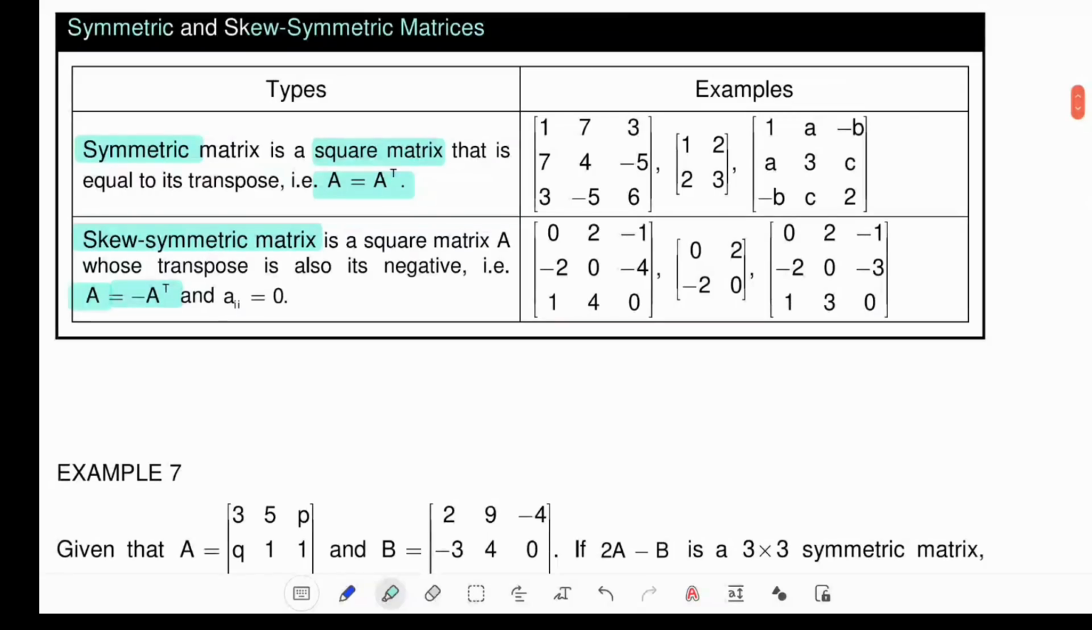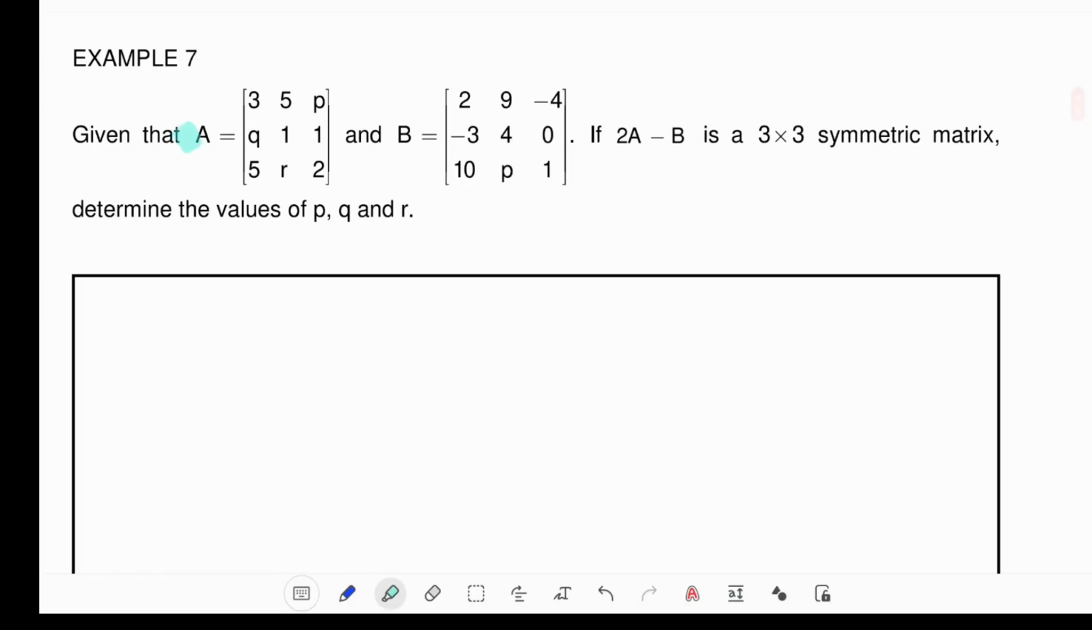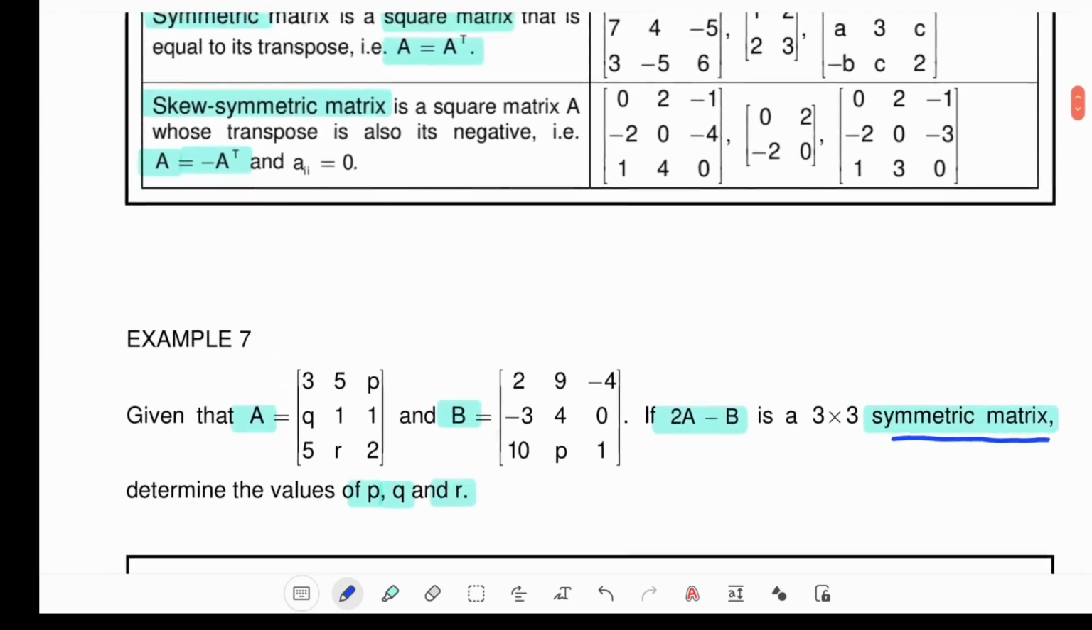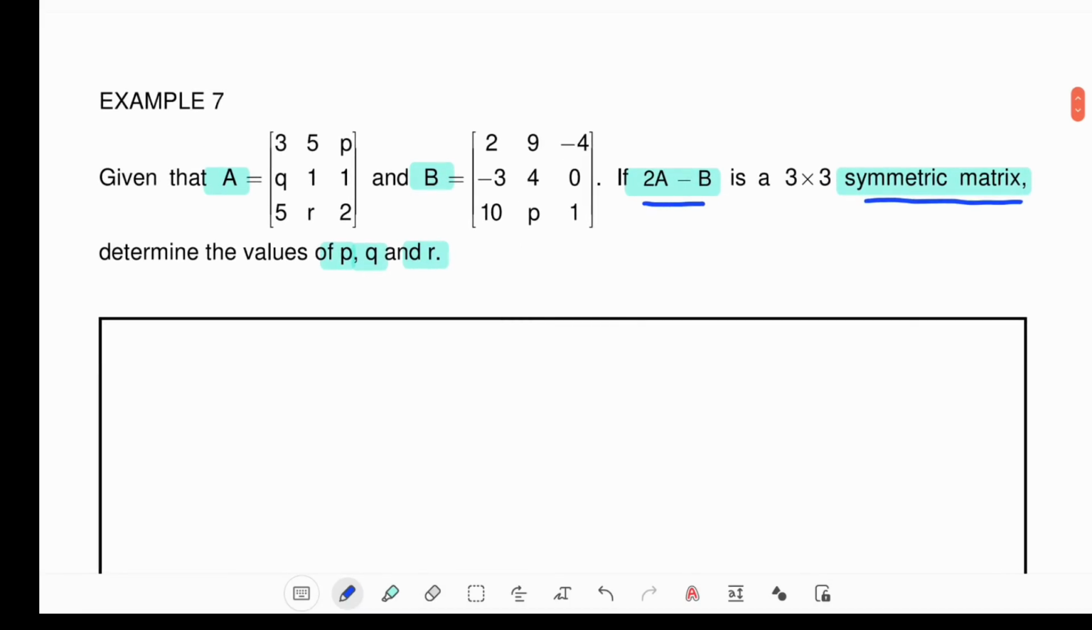So let's proceed to the last example. You are given the matrix A and the matrix B, and the condition that 2A minus B is a symmetric matrix, and you need to find the values of p, q, and r. So what does it mean by symmetric matrix? A symmetric matrix must follow this condition: A equals A transpose. Since the question states that 2A minus B is a 3 by 3 symmetric matrix, you have to follow the condition that 2A minus B equals 2A minus B transpose.